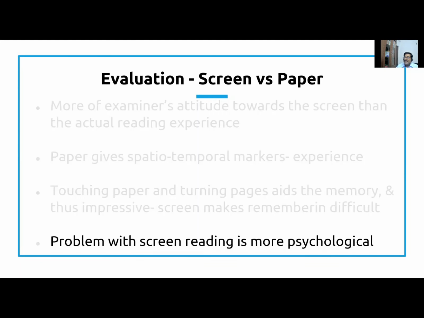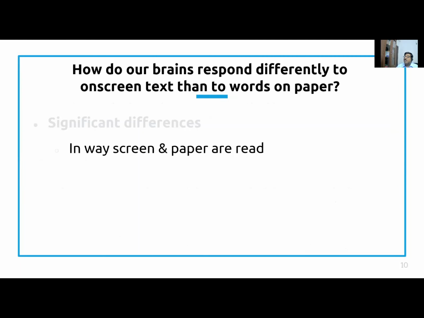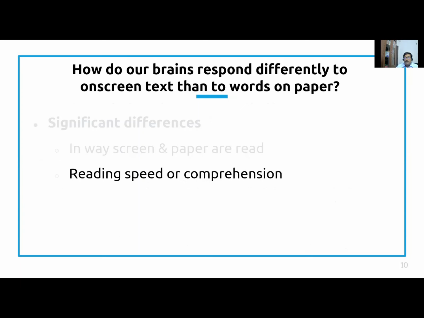Probably 20 years from now, things would be different. The problem with screen reading the answers is more psychological rather than the actual physiological process. But still, it makes a big difference in terms of the impression felt by the examiners. So how do our brains as examiners respond differently to on-screen text than to words on paper? There are significant differences, as shown in different researches, especially in the way the screen and paper are read, because the reading speed or comprehension from the screen is different from that on paper.